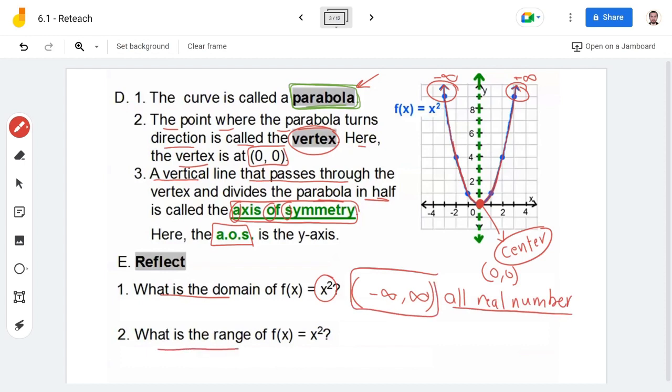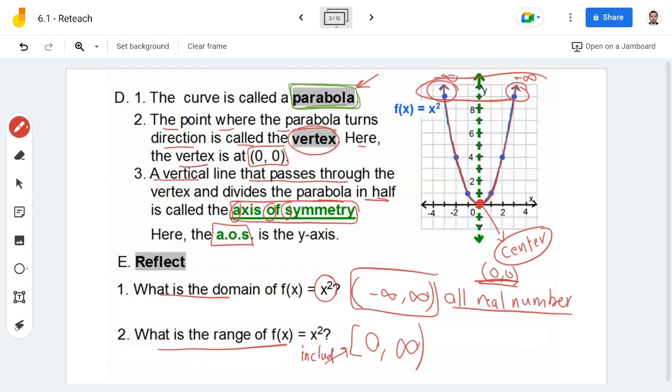Now, what is the range of x to the power of 2, which is the parabola? The range is from the lowest point to the highest. What's the lowest point? The lowest point is 0. What's the highest point? It's infinity. So it's starting from 0 to positive infinity. And this one is a rectangular bracket because 0 is an included value.